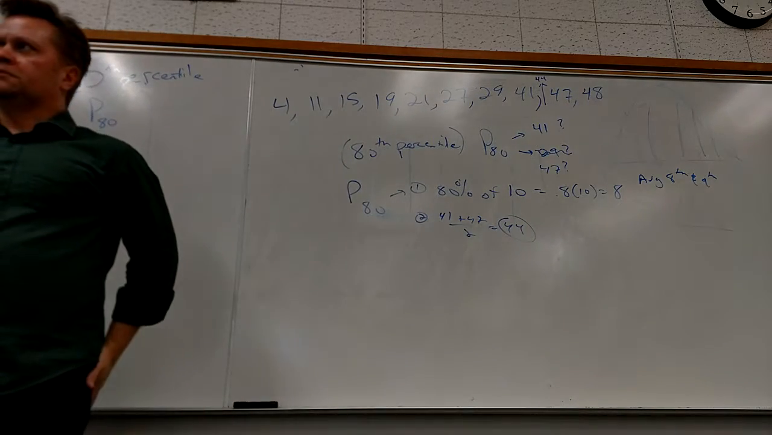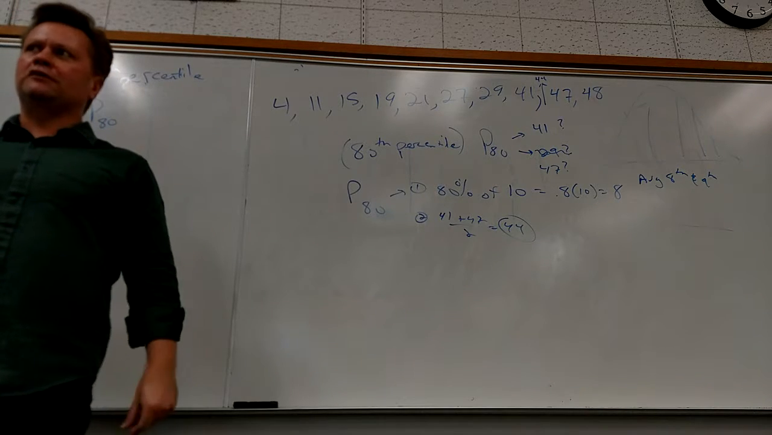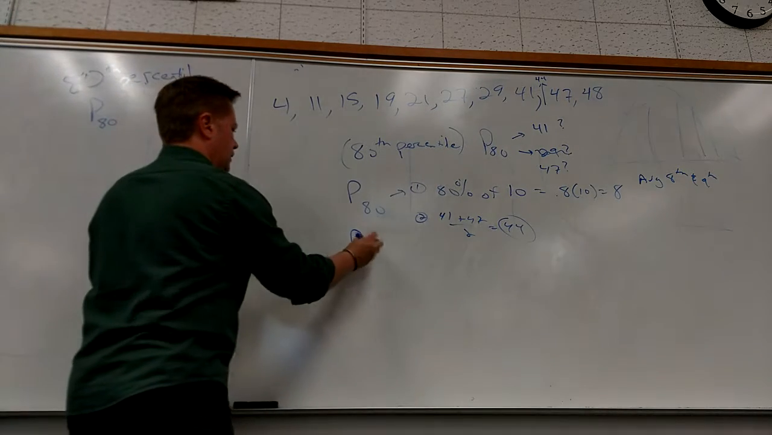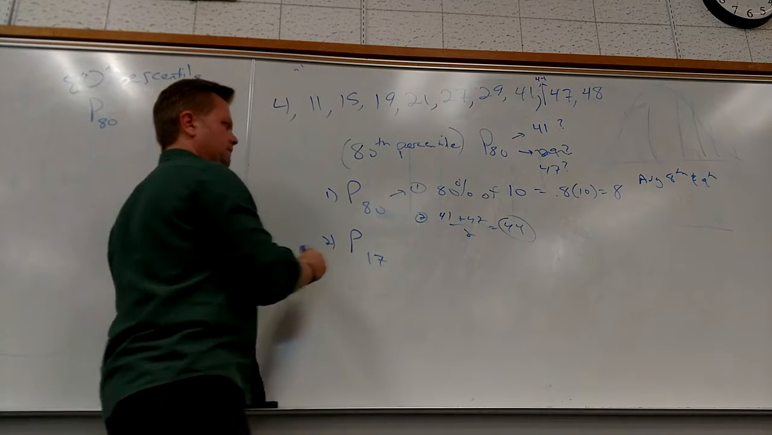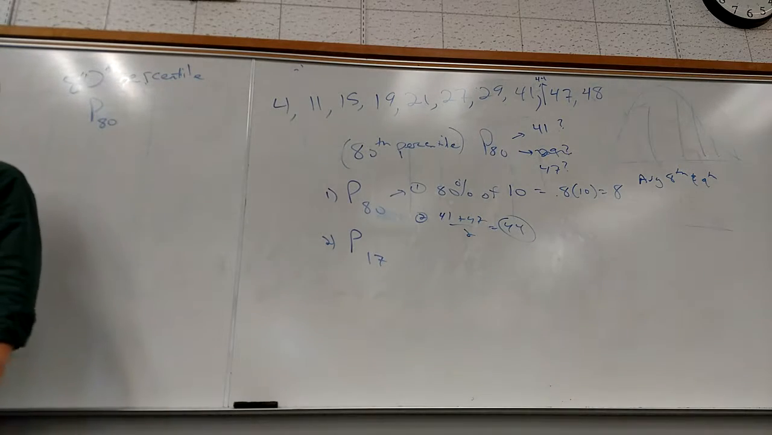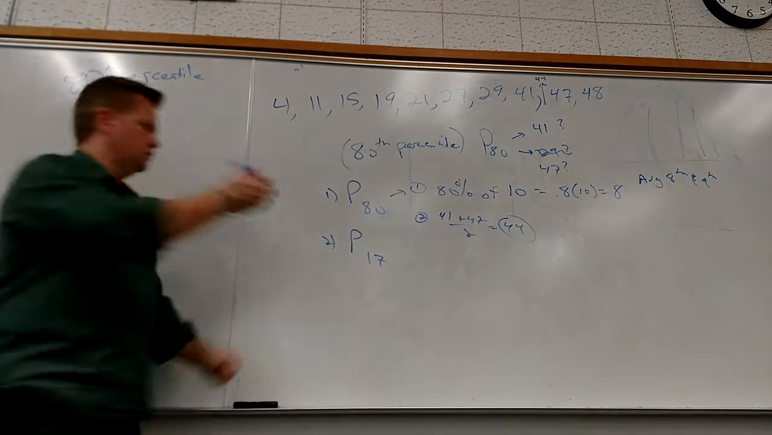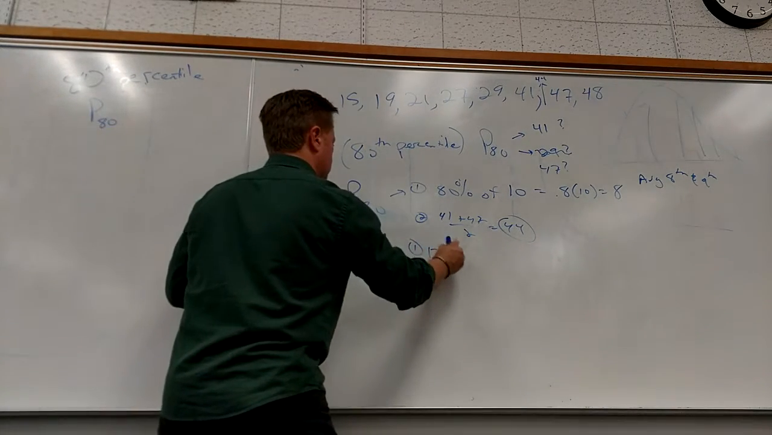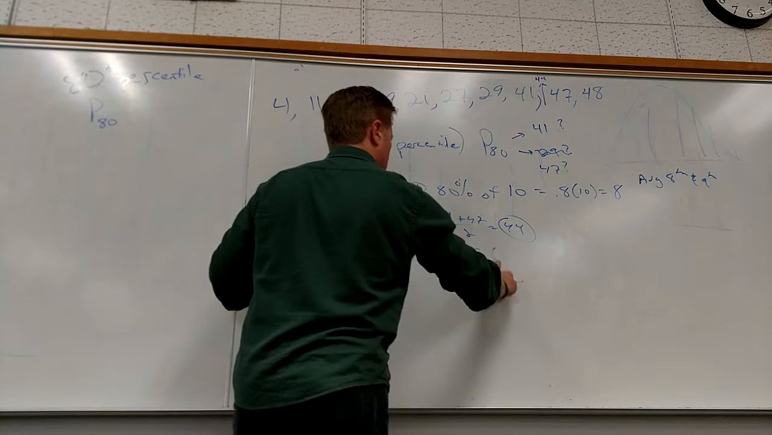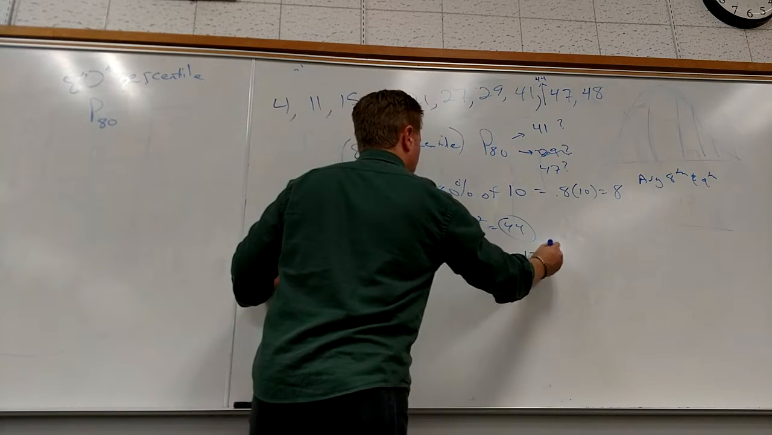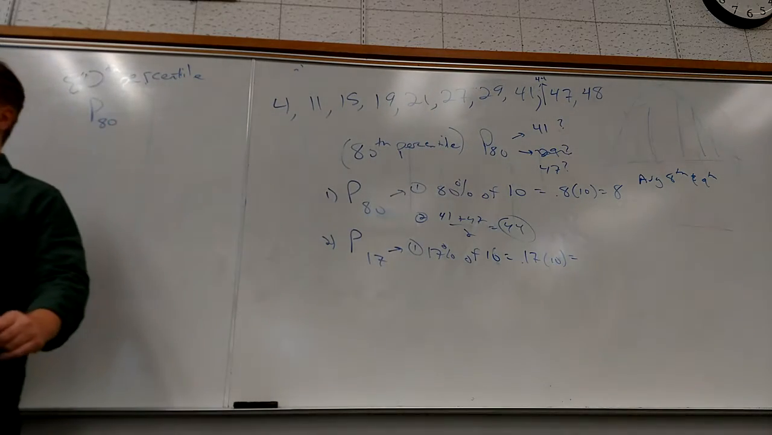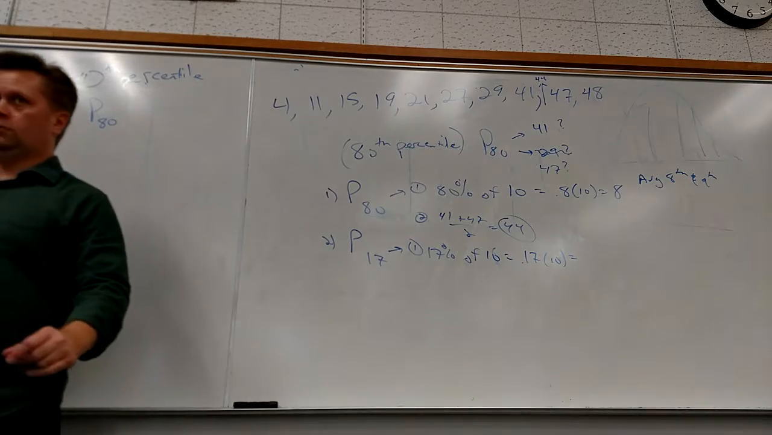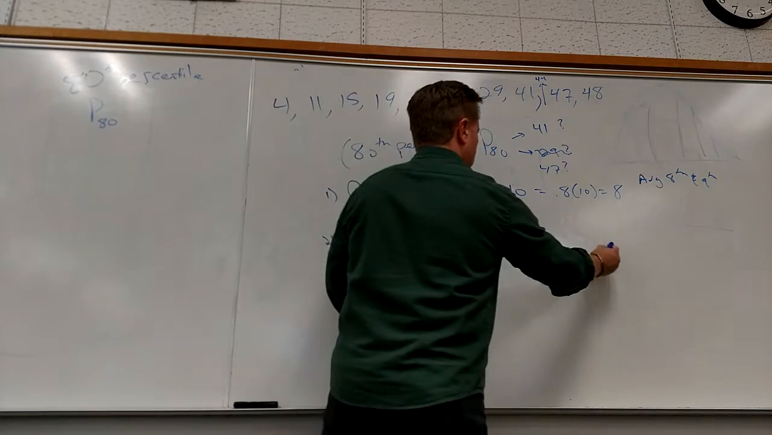Let's do another one. Let's have one that comes out different on the first step. How do I find P17? What's the first step to find P17? 17% of 10. So 0.17 times 10 is? 1.7. You only move it once, right?